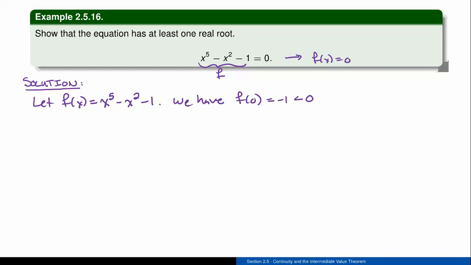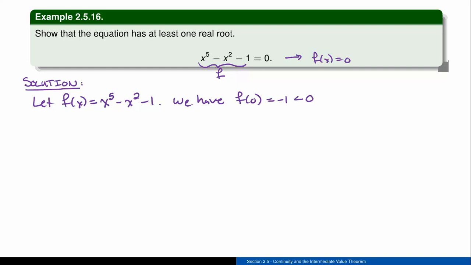Well, if you tried to plug 1 into this, you'd have 1 to the fifth, which is 1, minus 1 squared. So you'd have 1 minus 1, and then minus another 1, giving you negative 1. In that case, f of 1 is negative 1. I have both 0 and 1 kicking out negative 1. I don't see that immediate sign change happening there, so I can't use the intermediate value theorem yet. What I need to do is push the x's a little bit farther.